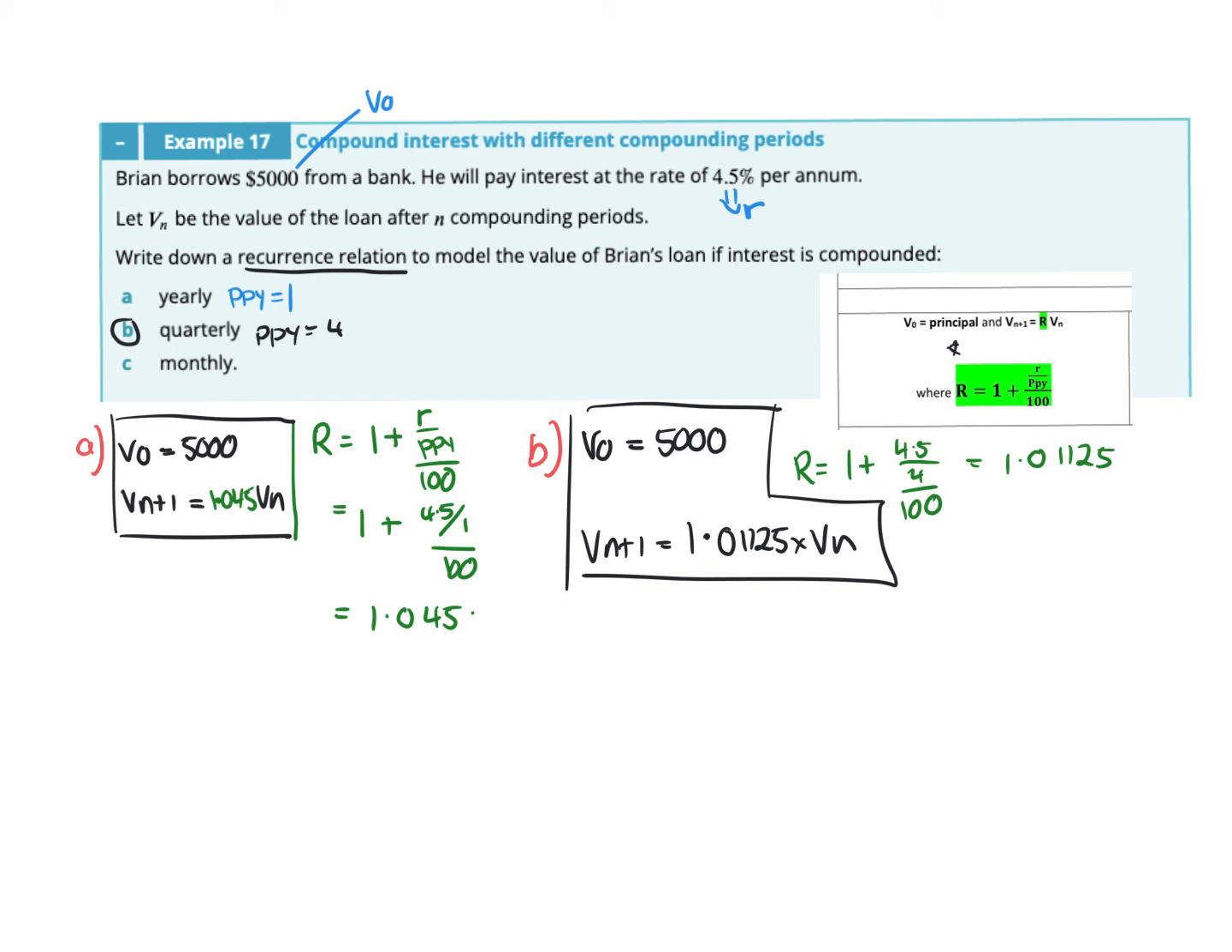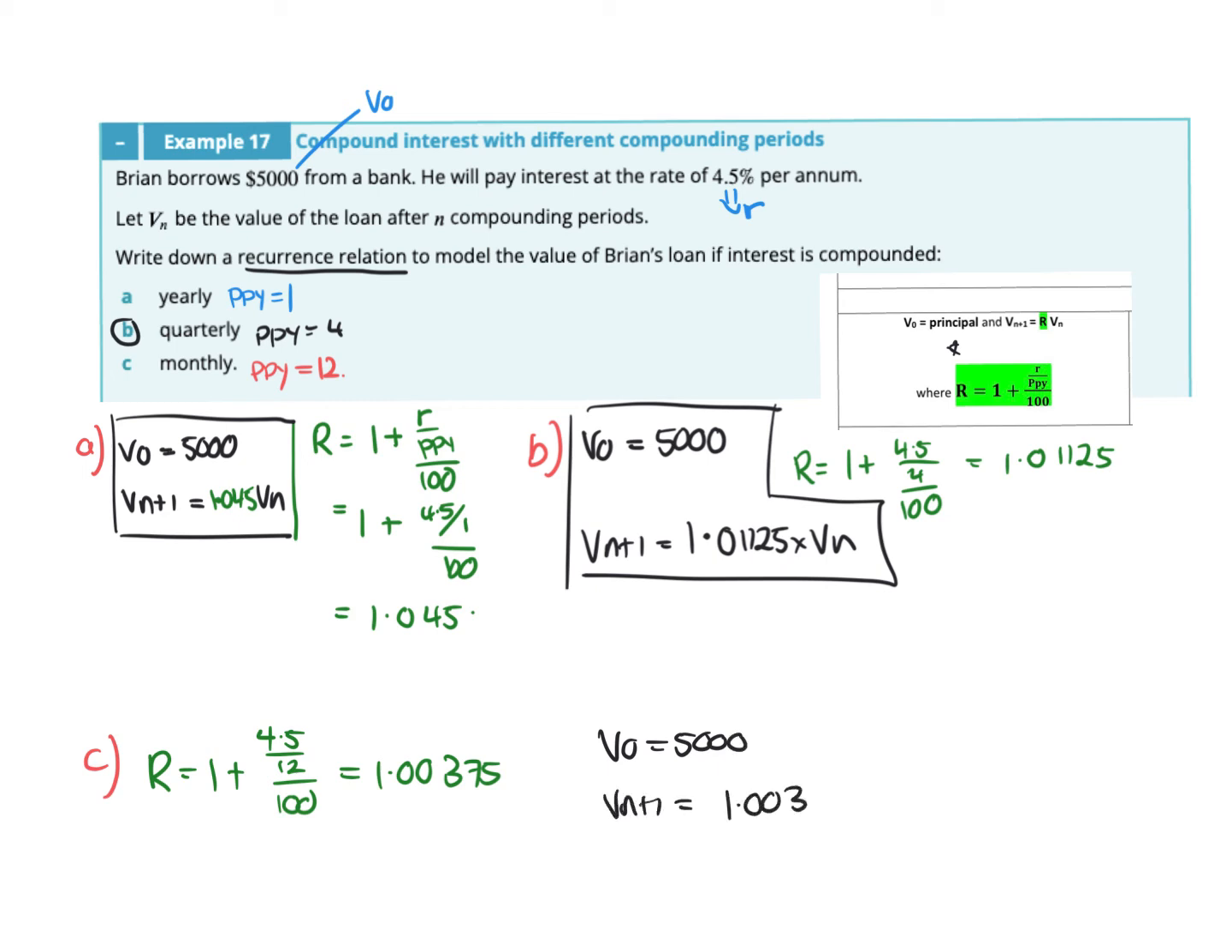And then our last one, C, when it says monthly, what's PPY then? It's 12, good. So I'll quickly work the R out first. R would be 1 plus 4.5 divided by 12 over 100. And that equals 1.00375. So when I write this recurrence relation, VO is 5,000, Vn plus 1 is 1.00375 times Vn. Oops, sorry, that's not Vn. And that's what you need.